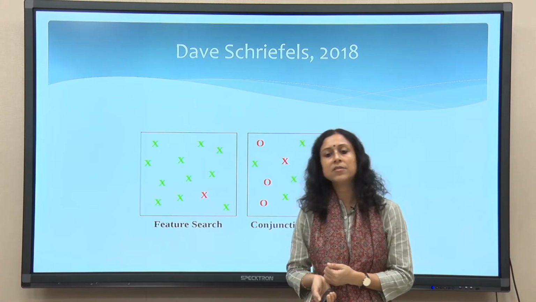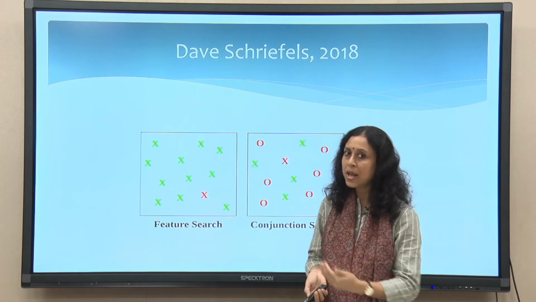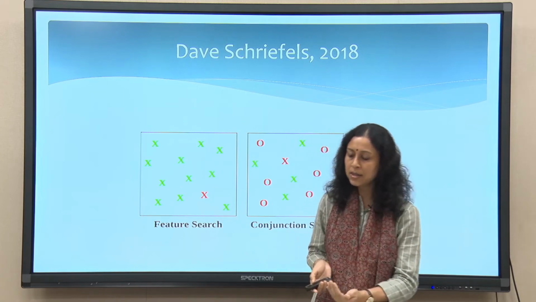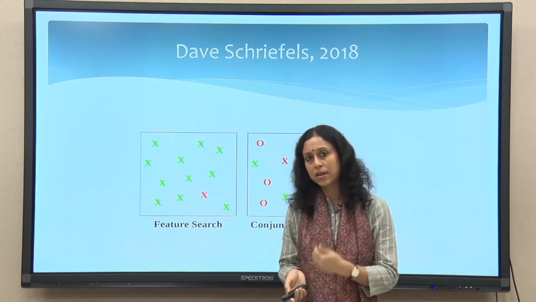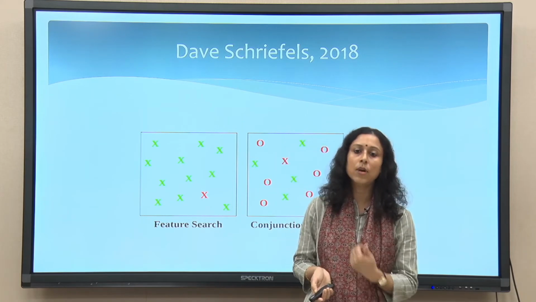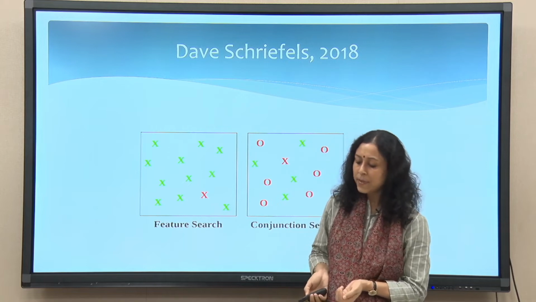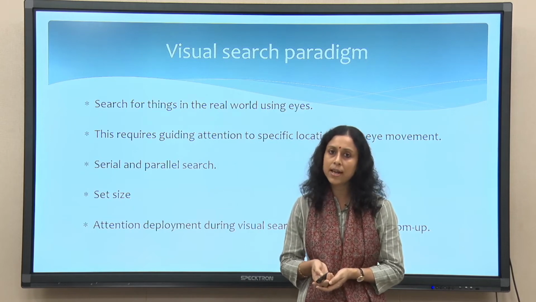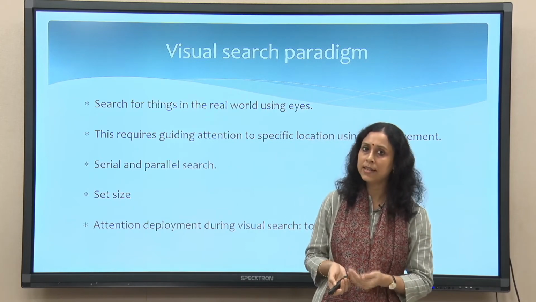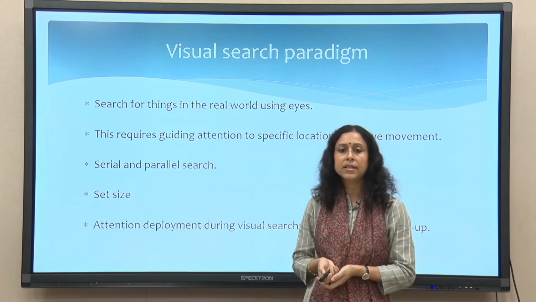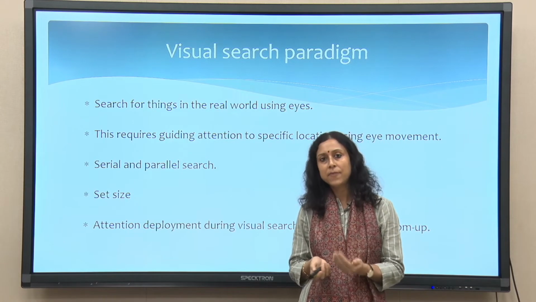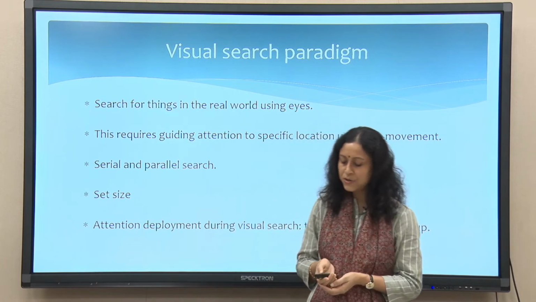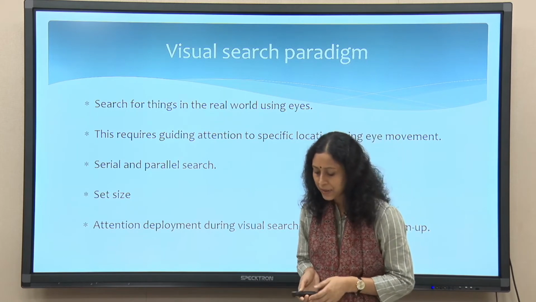In the other case, it is conjunction search. In this case, the set size is higher because the distractors are too many. It is not only the feature X, but also in terms of color there are many distractors. There are red colored O and green colored X and so on. Depending on the set size, basically meaning the kind of distractors that you have, different strategies will be in place in terms of visual search. There can be serial search and parallel search, and how they interact with set size and so on are the issues that the visual search paradigm looks at.